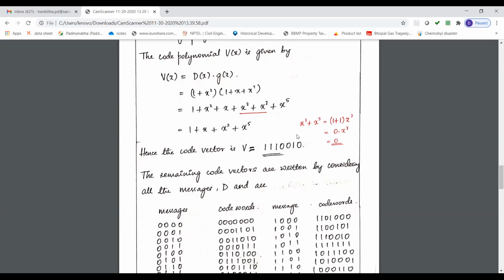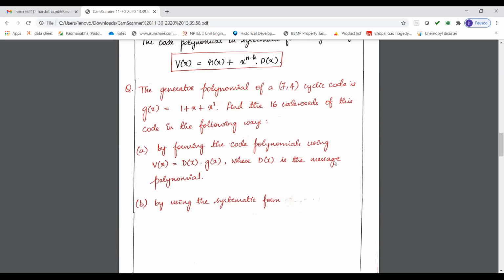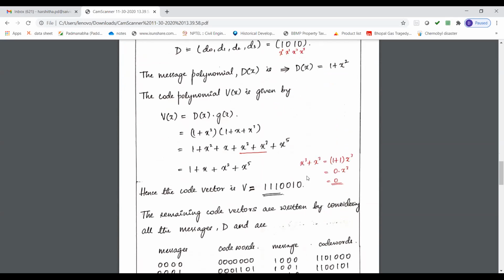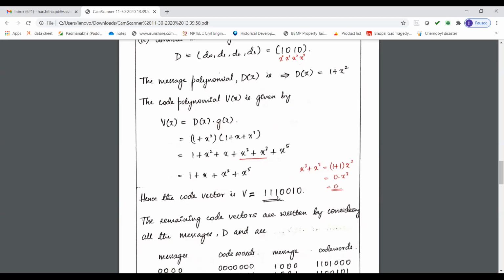Since this is a 7, 4 cyclic code, the code length also should be 7. So here we have written only 6 bits from this polynomial. So I should write one more. That is, I'll go for x to the power of 6, which is not there. So I'll write 0 again. So the code vector for the message 1010 is 1110010.